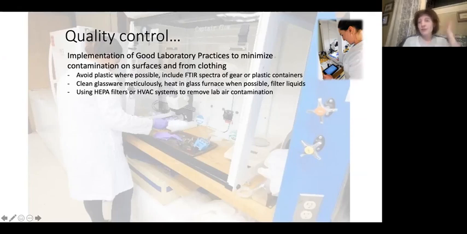So what about quality control? Well, most groups, most academic labs, as well as industry labs and government labs that are doing microplastics work, really try to implement GLP or good laboratory practices to minimize contamination on surfaces and from clothing. And these are things that I've already mentioned earlier in the presentation, but you want to avoid plastic where possible, include FTIR spectra of gear or plastic containers or your nitrile gloves, and clean glassware meticulously.